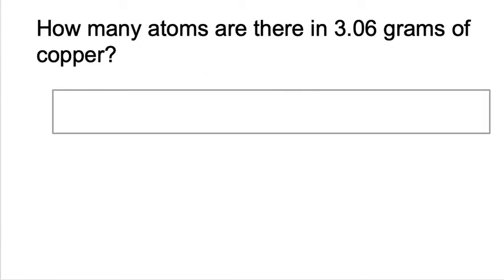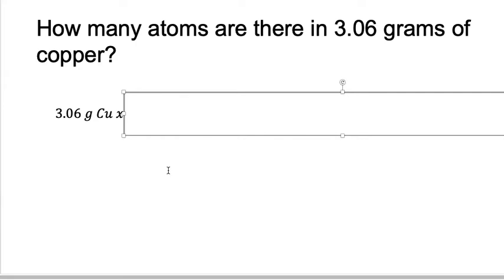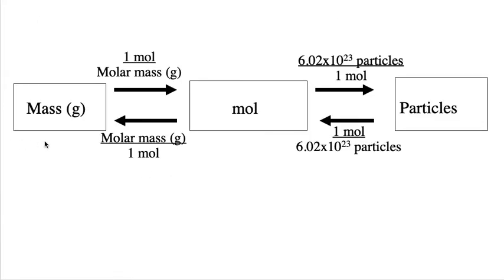So let's look at a couple examples. How many atoms are there in 3.06 grams of copper? I weighed an older penny, a penny that was pure copper, and it weighed 3.06 grams. So if I want to take that 3.06 grams and figure out how many atoms are in that sample, what would I do? Well, let's take a look at this. We're going to go from grams to moles, and then from moles into number of particles. So it'll be a 2-step process.